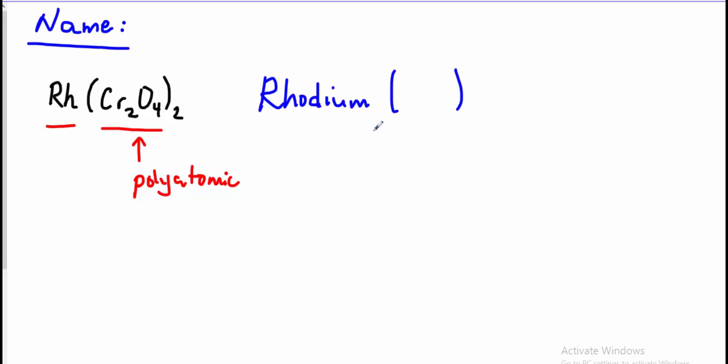So I'm going to write that over to the side here. C2O4 2 minus is called oxalate. And remember that you do not change the ending of a polyatomic ion. Normally when it's a non-metal as your anion, you do change the ending to -ide, but you do not do that when you have a polyatomic ion. You leave it exactly as it is.